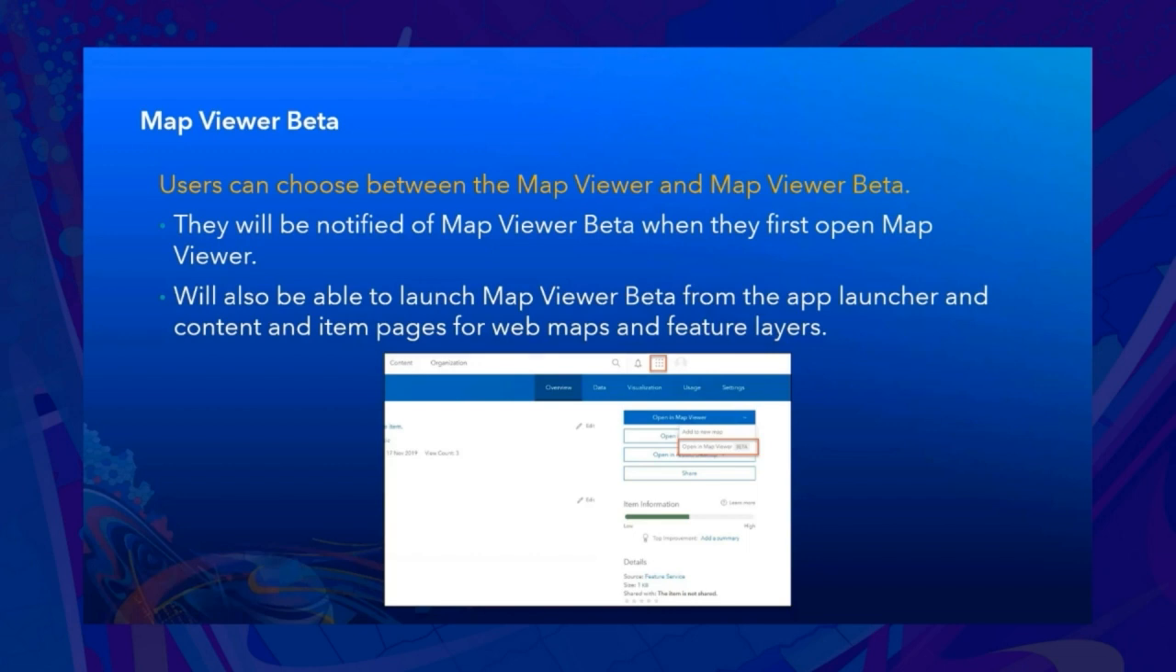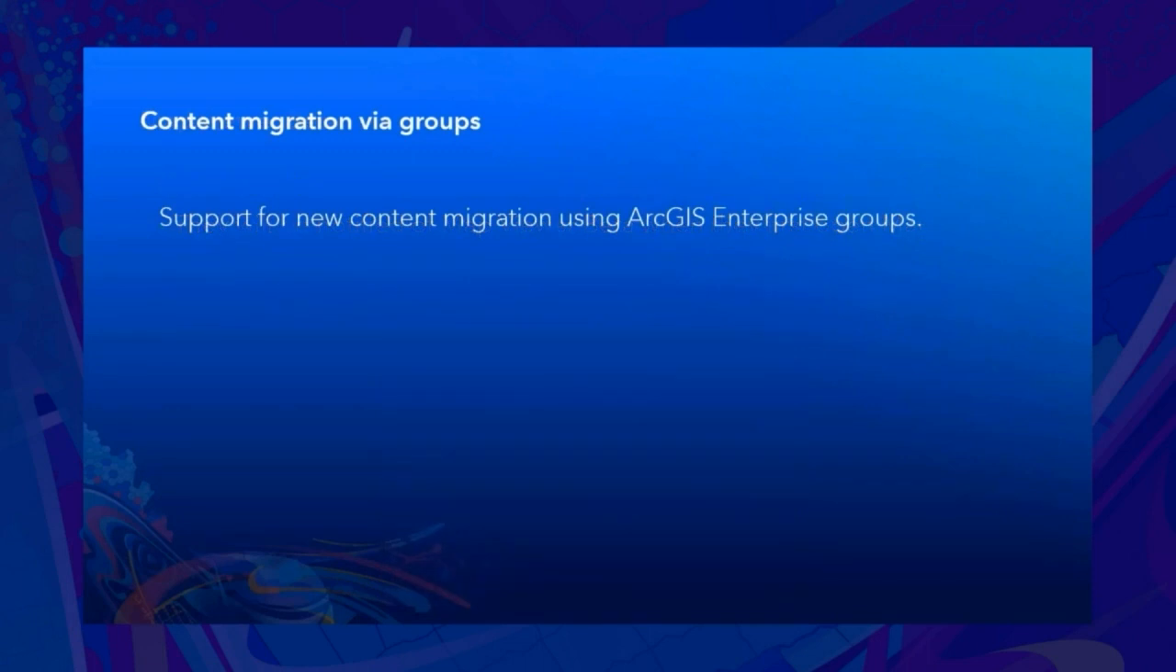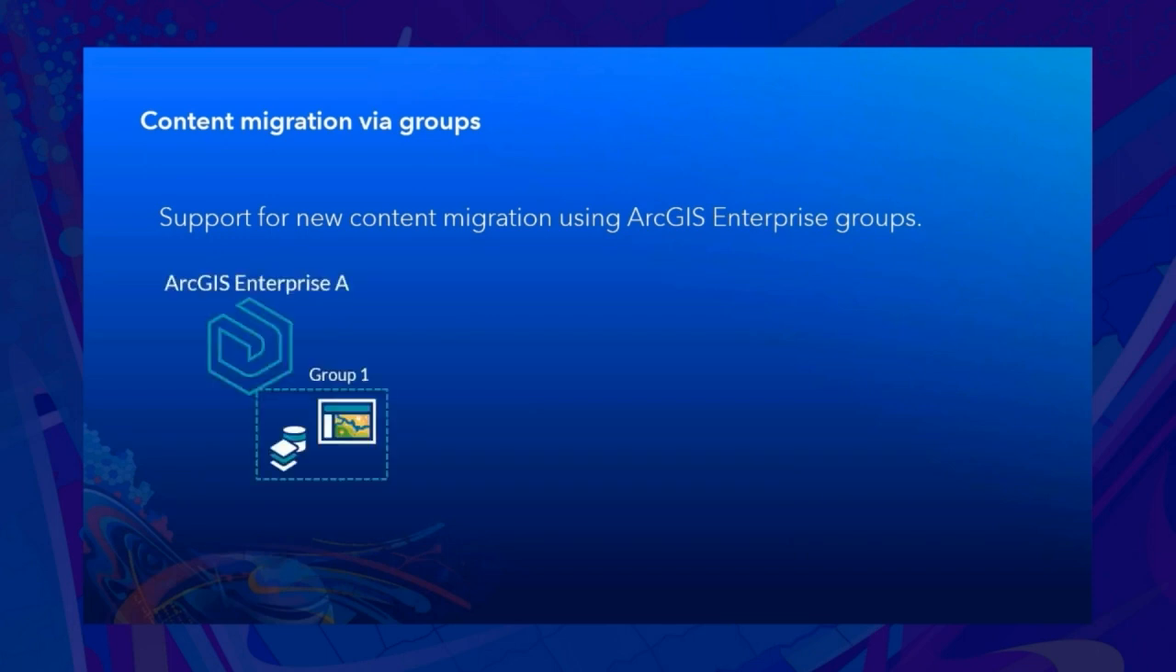At 10.8.1, we now have support for content migration between enterprise groups that are in different ArcGIS Enterprise portals. In order to do this, data must be shared to a group. All related data must also be shared to that same group as well for this workflow to be successful. For example, you can't just share your web application. You must share the associated web map and hosted feature layer as well.